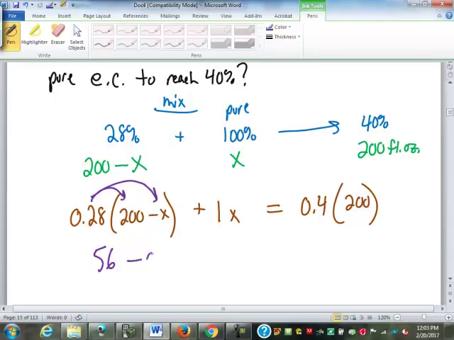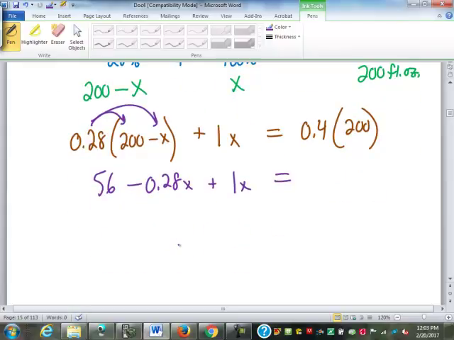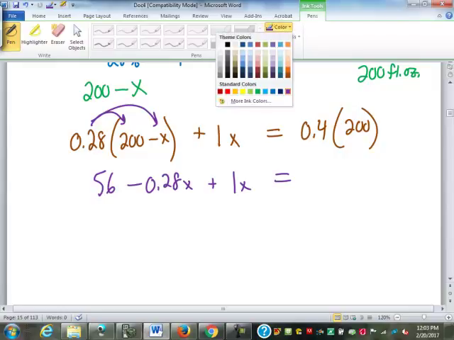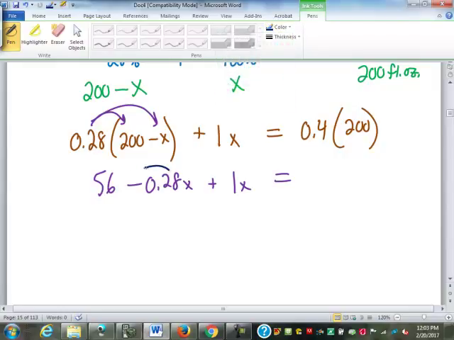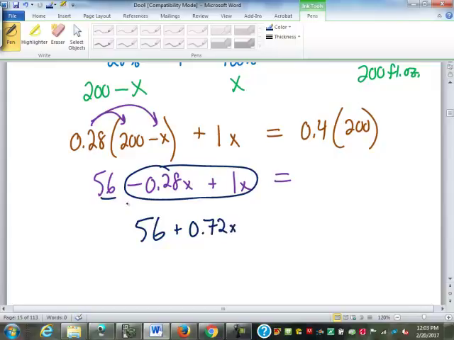0.28 times negative x is a negative 0.28x plus 1x. Now we have things we can combine on this side, so I'm going to stay on this side here for a second and combine those. Negative 0.28x and positive 1x give me a positive 0.72x. And the 56 is still there, so it's 56 plus 0.72x. On the right side, we just have 0.4 times 200, which is 80.